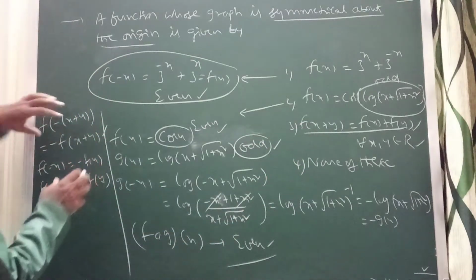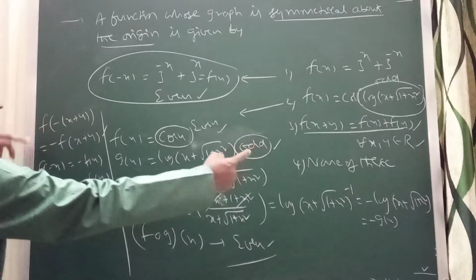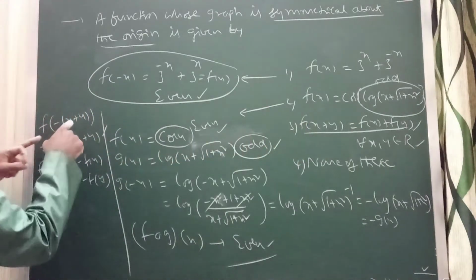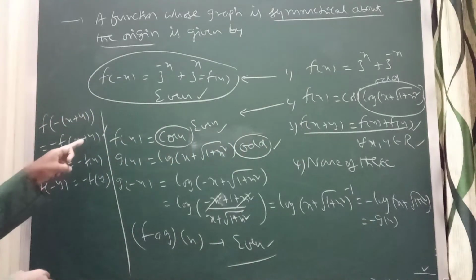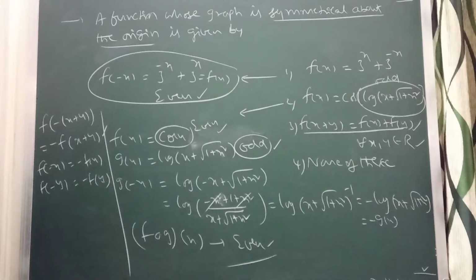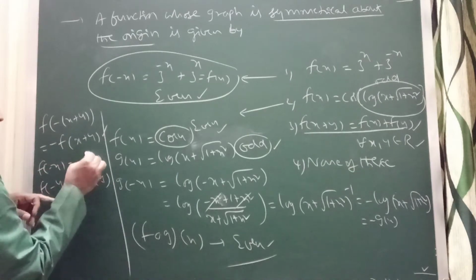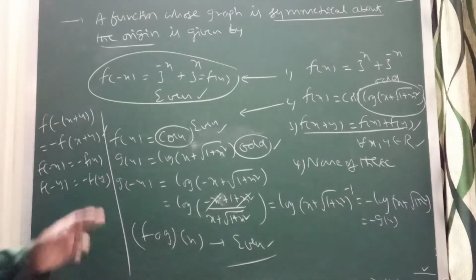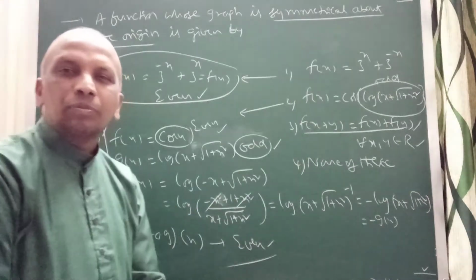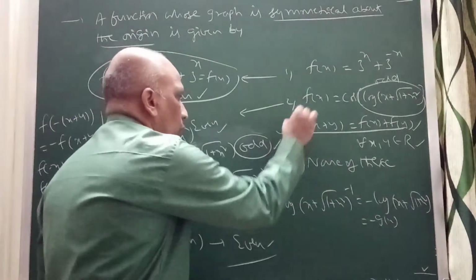Now you can see here, on the left hand side, I can replace this one, right? f of minus of x plus y I have taken, minus of f of x plus y, if it is an odd function. So I can write minus of f of x plus y equal to minus of f of x minus of f of y. So definitely this result holds. That means this is an odd function always.